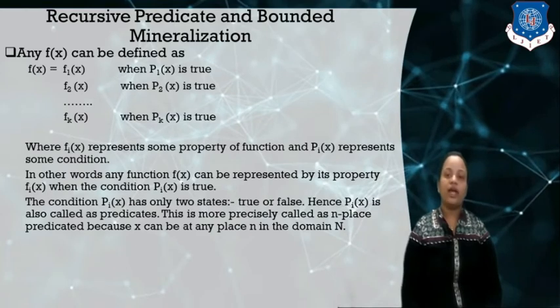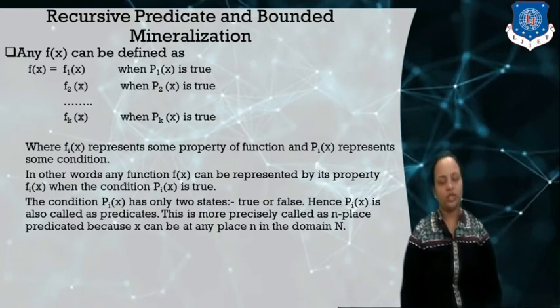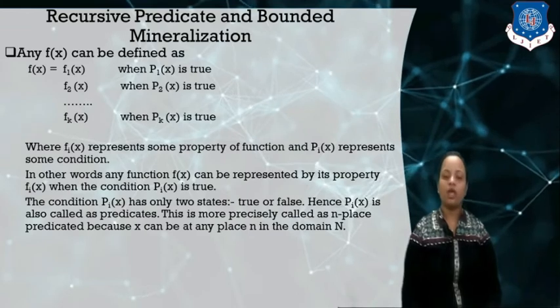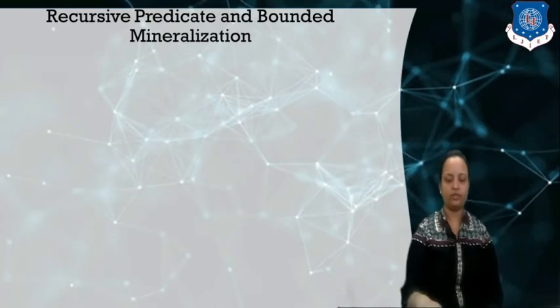The condition, as we know, P(x) has only two states, true or false. Hence P(x) is also called a predicate. More precisely, we can call it an n-place predicate, because x can be placed at any n in the domain of capital N, the set of natural numbers.